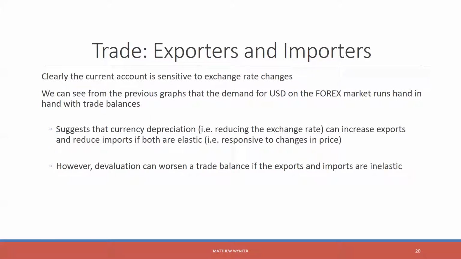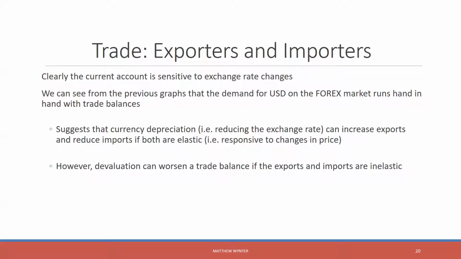So we can see from the previous graphs that the demand for USD on the Forex market runs hand in hand with the trade balances. That suggests that currency depreciation, i.e. reducing the exchange rate, can increase exports and reduce imports if both are super responsive to changes in the exchange rate. So we'll call that elastic. If the prices are very responsive to changes, if the goods are very responsive. However, if the goods are not very responsive to changes, then the devaluation could worsen a trade balance.